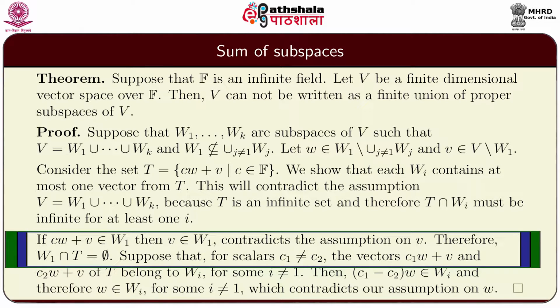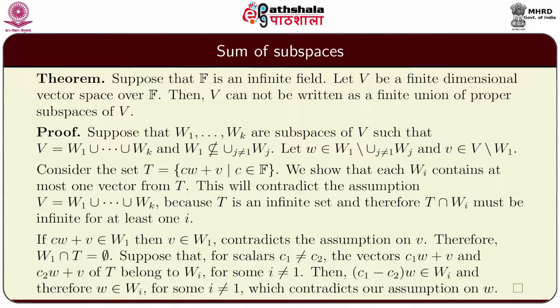So let cw plus v belong to W1. We know that w belongs to W1, therefore, it follows that the vector v also belongs to W1, but that is not possible because of the choice we have made on v, that v is in the vector space V but not in W1. Therefore, W1 intersection T is an empty set.